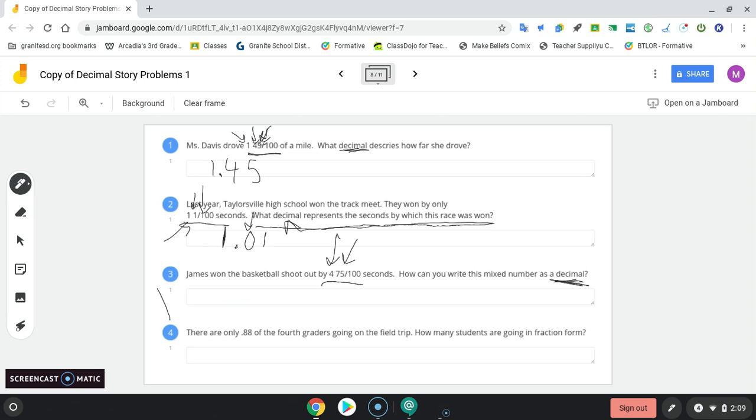Let's look at 4. There are only 0.88, or I guess 88 hundredths, of the 4th graders going on the field trip. How many students are going in fraction form? On this one, they give you the decimal, and you have to turn it back into a fraction. So 88 hundredths: you would type 88 as your numerator, fraction bar, and this is out of 100 because it's decimal form. It'll be written like that.